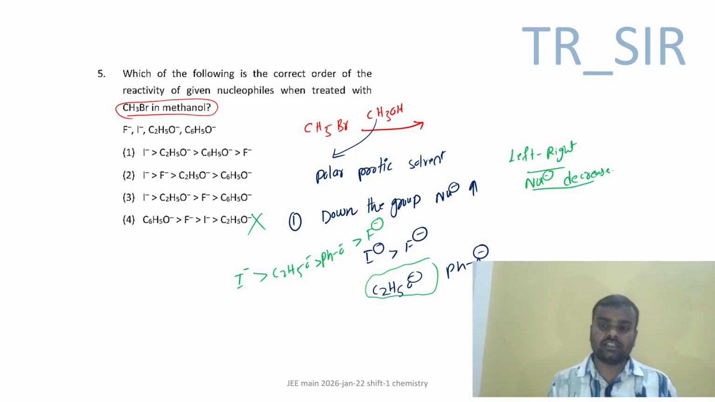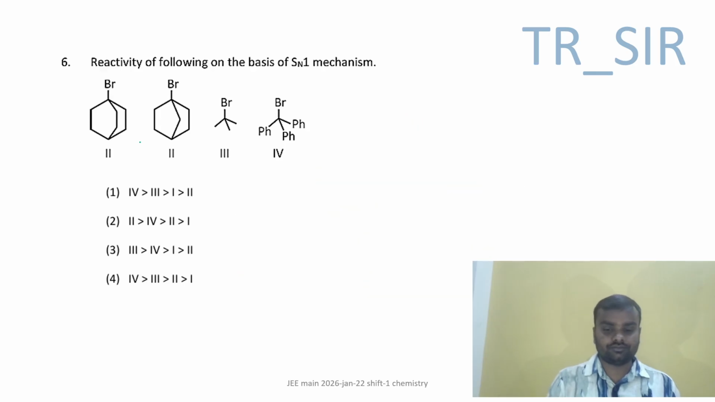Here the reason is based on electronegativity and size. But down the group, we have to see the size and solvation. So the least is fluoride, the most is iodide. That is option A, the right answer.